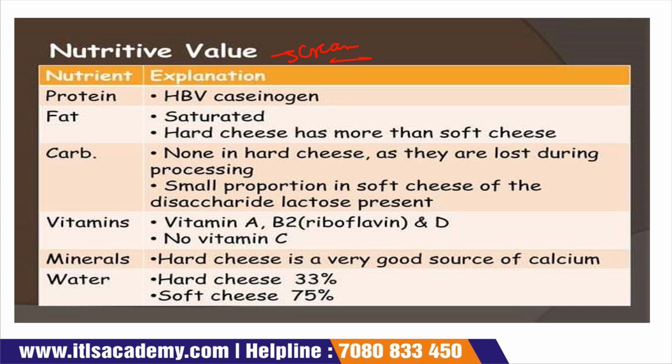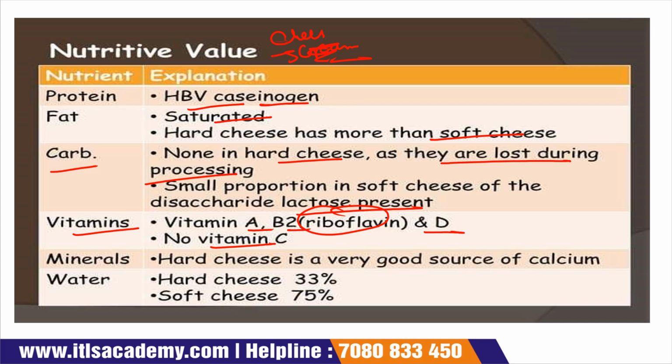Nutritive value of the cheese. It will contain protein, with a high biological value. Fat, saturated fat, like hard cheese has more than soft cheese. Carbohydrate, none in hard cheese as it is lost during processing, and a small proportion in soft cheese, of the disaccharide lactose present. Then vitamins A, B12, that is riboflavin, and D. No vitamin C is present in cheese. Minerals: hard cheese is a very good source of calcium. Water: in hard cheese around 33% of water is present, and in soft cheese around 75% of water is present.